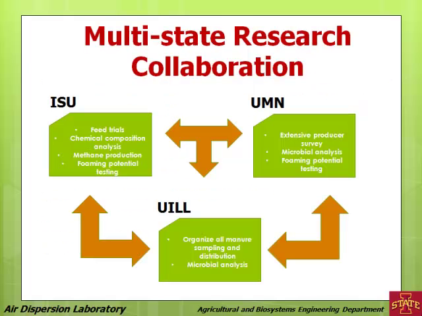Multi-state research, so we have all 3 universities working together. For example, Iowa State's looking at some feed trials, doing some chemical composition analysis, looking at methane production potential, and a little bit on foaming potential as well. Minnesota, extensive producer survey. Chuck will talk more about that. We're trying to get to as many producers as possible, and we really, really encourage your participation in this survey. You're part of the team. Microbial analysis is also being looked at in Minnesota, and they have developed a kind of a foaming index, if you will, so we can take manure and see, even though it may not be foaming, is there a potential for it to foam?